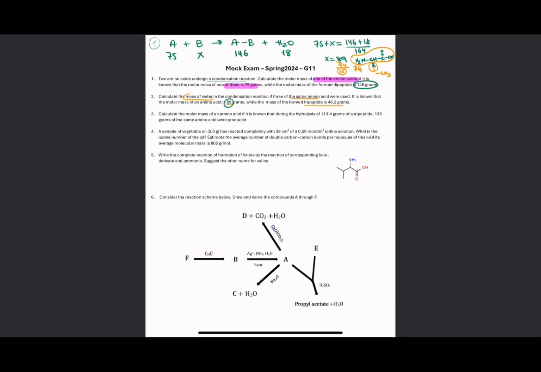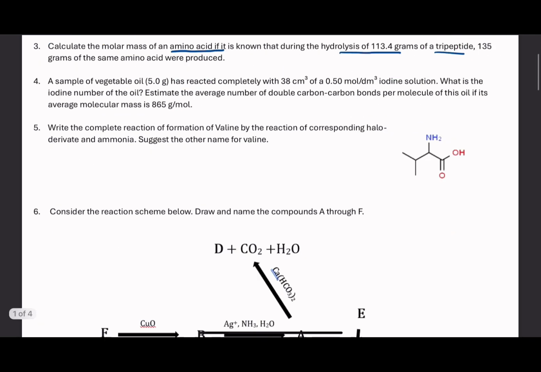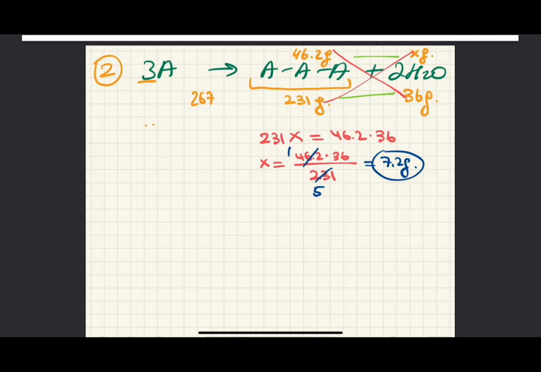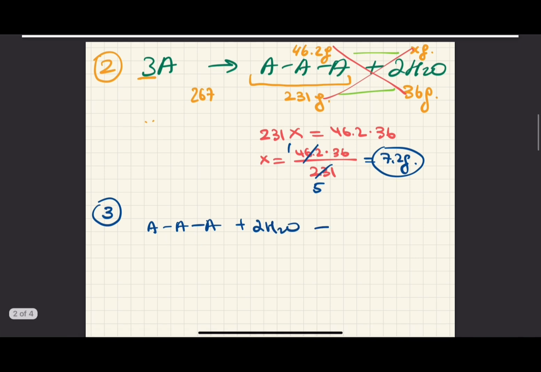Now we're moving on to question 3. It says calculate the molar mass of an amino acid if it's known that during hydrolysis of 113.4 grams of tripeptide, 135 grams of the same amino acid were produced. So let's first of all write our question, whatever we're given. So we have a tripeptide where it goes through hydrolysis, so we need to add 2 moles of water to break it down because we have 2 peptide bonds, right? So this will give us 3 of the same amino acids.